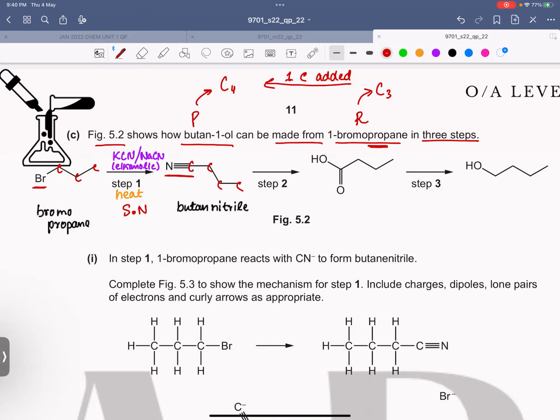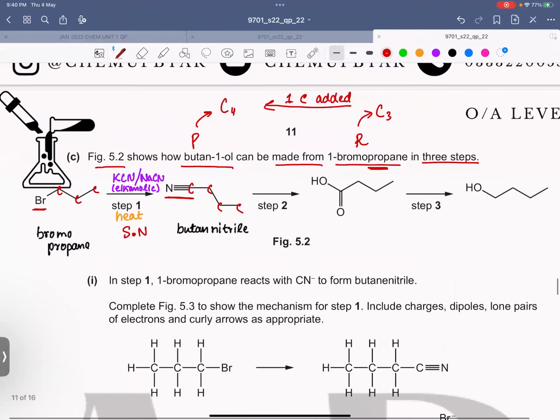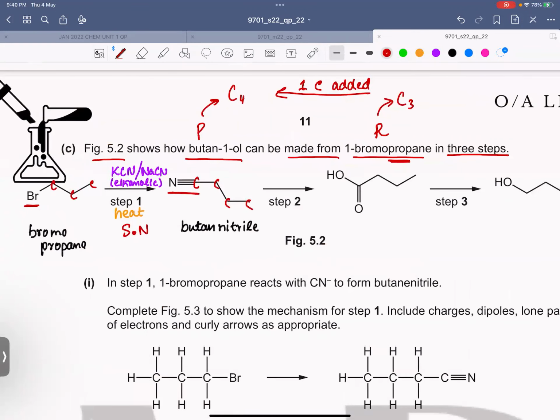If the examiner asks you, then you have to specify whether it is SN1 or SN2. For this reaction, the halogenoalkane, 1-bromopropane, is a primary one, which means it is actually SN2. So if the examiner asks you to specify the reaction mechanism, you have to say whether it undergoes SN1 or SN2.